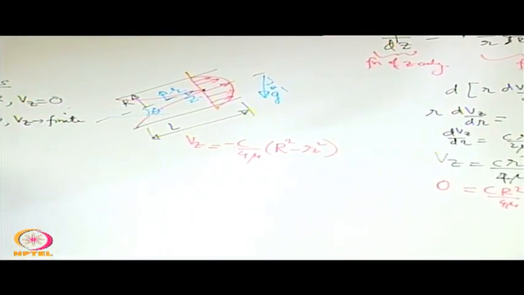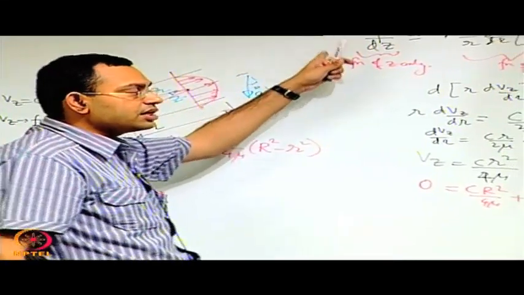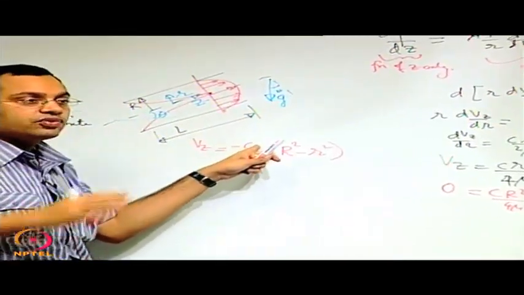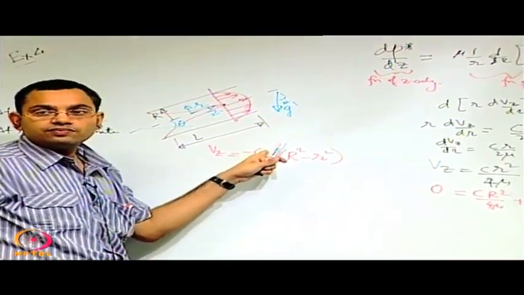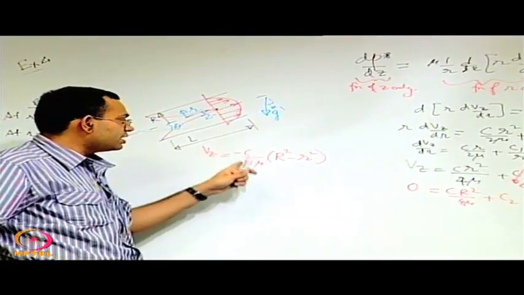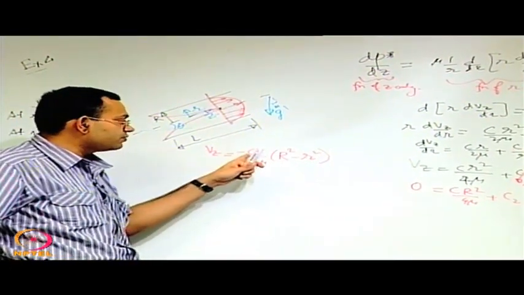And as usual you see that the C, which is like dP star dz, has to be negative to drive the flow along the positive z direction, which means that Vz has to be positive if C is negative.